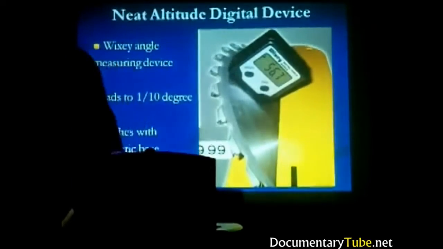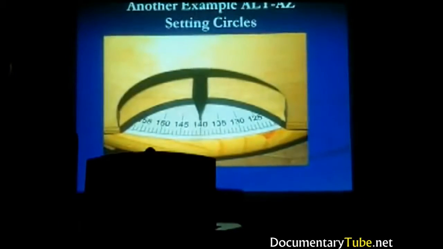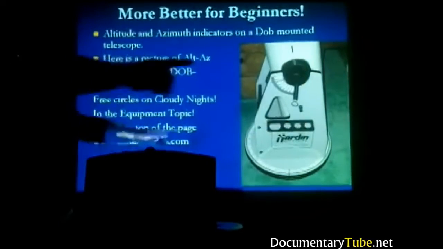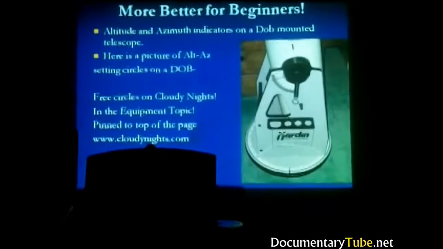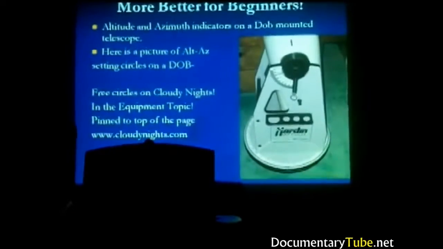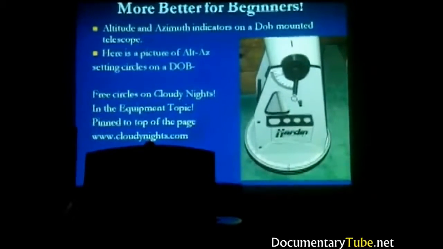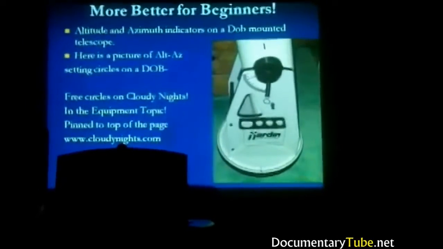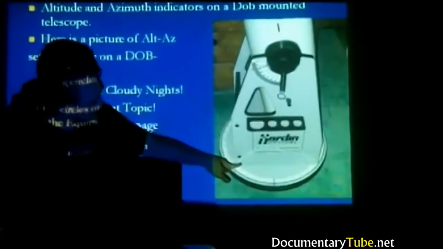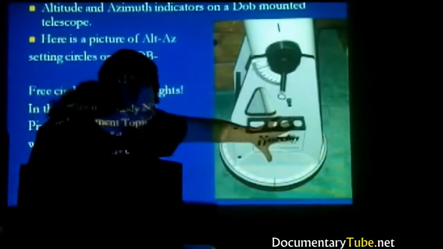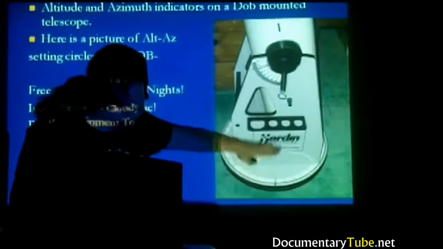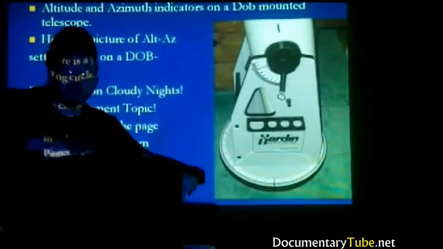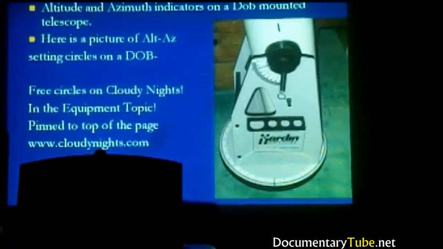Back up one slide there, or two slides. Where do we talk about... Yeah, right there. CloudyNights.com. That's actually where I downloaded mine from. I downloaded the setting circle, went to FedEx Kinko's, printed it off, had it laminated, and all I had to do was take the rocker panel off of the base, set my setting circle down, and then reattach the base. Obviously, I had to poke holes through the laminated paper, but it was very easy to do.